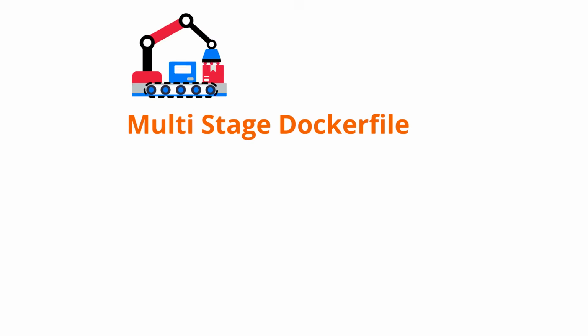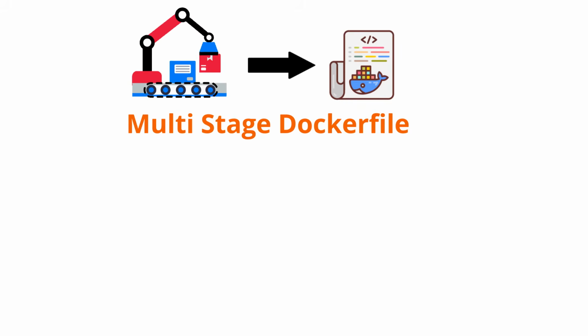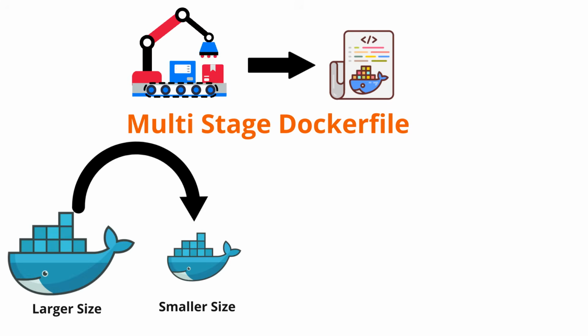What is a multi-stage Dockerfile and why do we need it? We are using multi-stage Docker builds to reduce the size of the Docker image. You can reduce from 1 GB to 52 MB. These values may vary based on your application workloads. This helps in faster container startup.